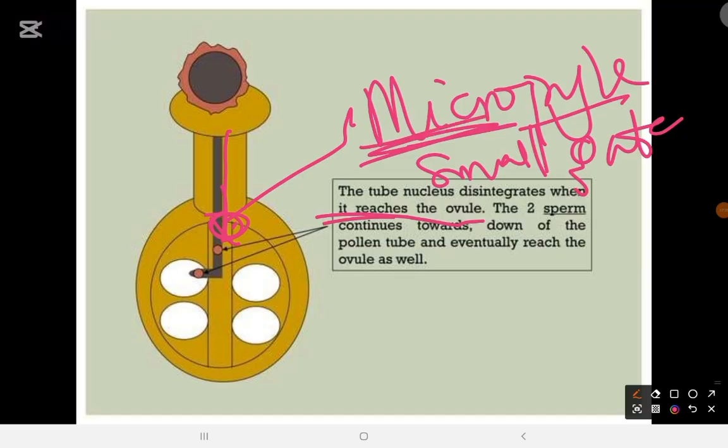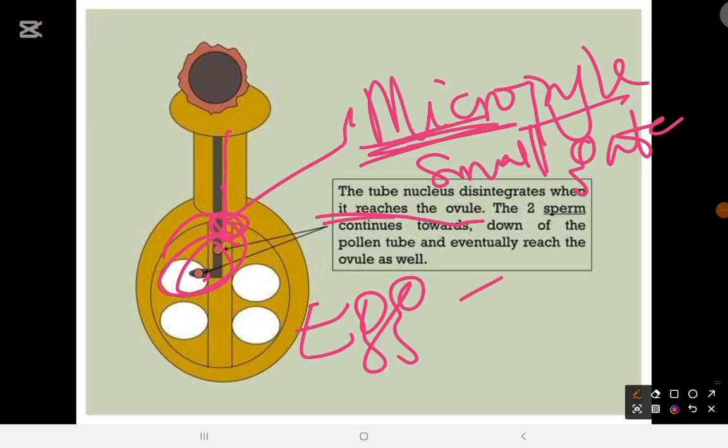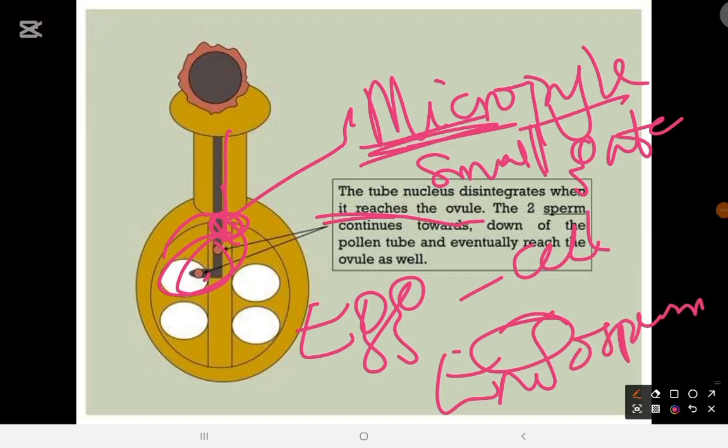The tube nucleus degenerates so that each of these two sperms that were created here will fertilize. One will fertilize the egg cell, and the other will fertilize the polar nuclei. The polar nuclei is what develops into what I called the endosperm the other time. Is that okay? What forms the endosperm? So the egg cell will be fertilized by the first sperm, and the second one will go and fertilize the polar nuclei.